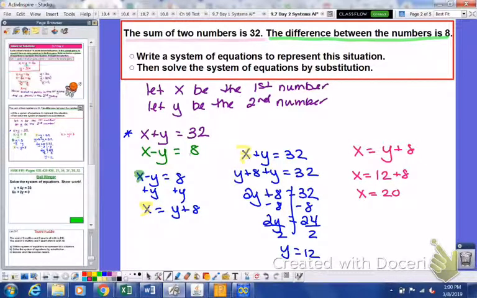So our solution as an ordered pair would be 20, 12. We said x is the first number, so the first number is 20, and the second number is 12. All right, that is the end of this lesson, which is also the end of the chapter.